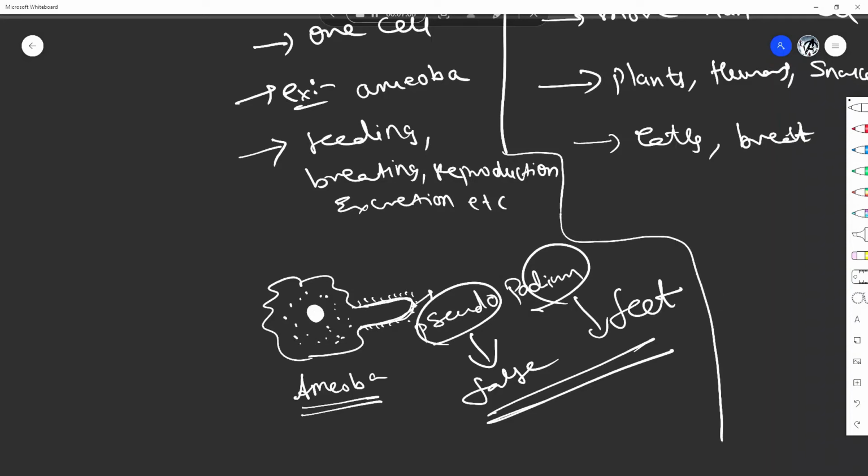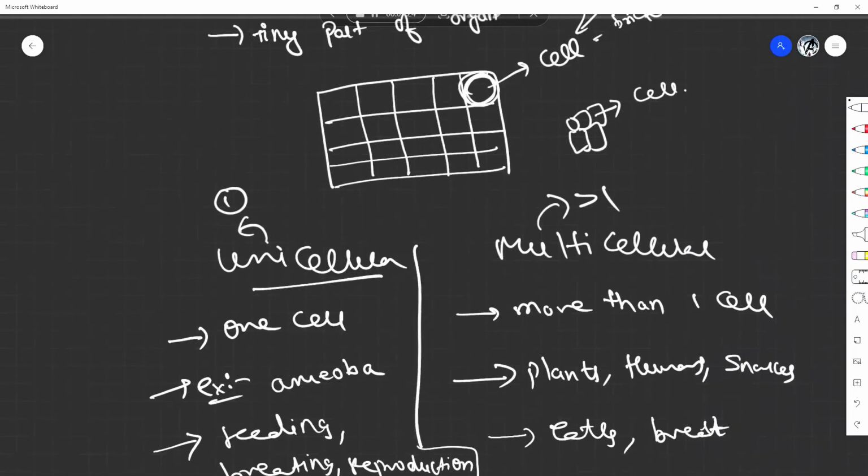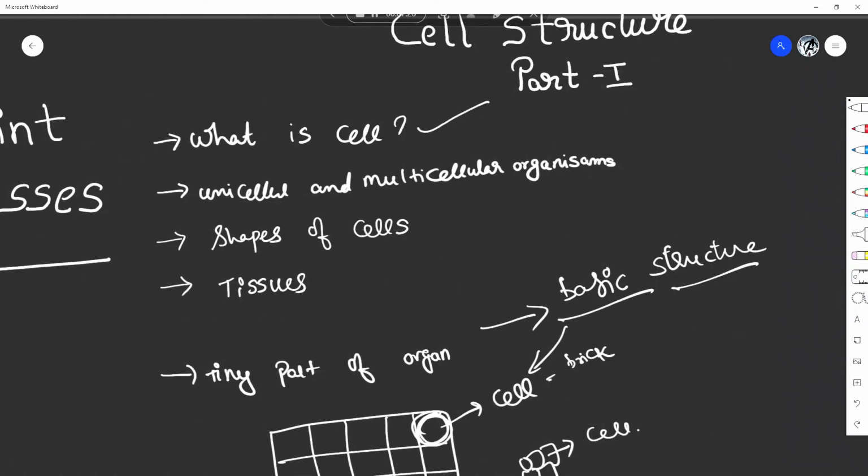Whereas in multicellular organisms, you can see different structures, like two hands and two legs. Animals have four legs. Birds have two wings, two legs, and one beak. So they have different structures. That is the major difference between unicellular and multicellular organisms. Unicellular organisms have only one cell performing all the functions, whereas multicellular organisms have different cells performing different functions. Basic difference.